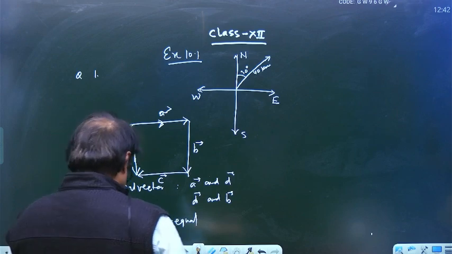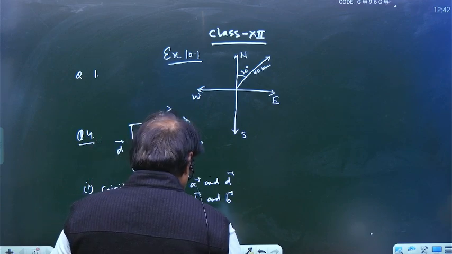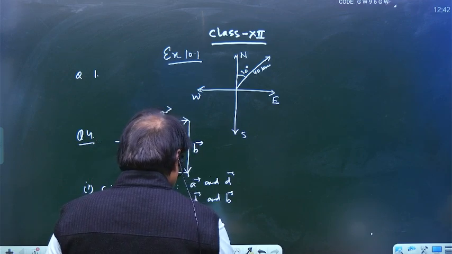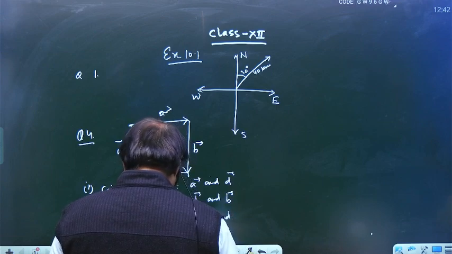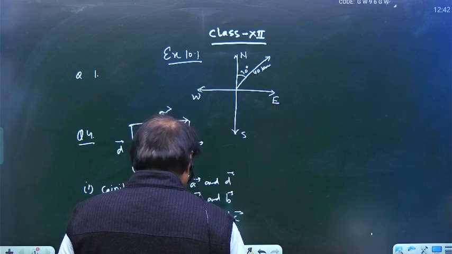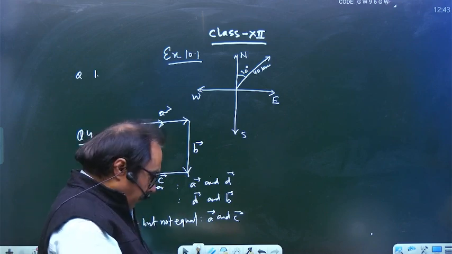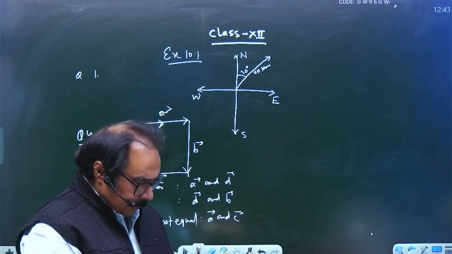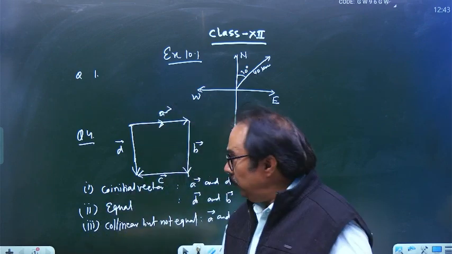And the third part is collinear but not equal. So vector A and vector C, these are collinear but not equal vectors. Okay, this is the question number 4.